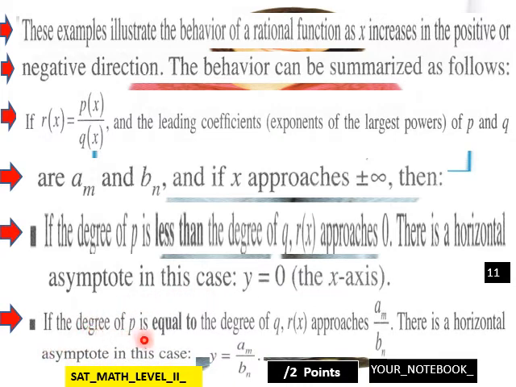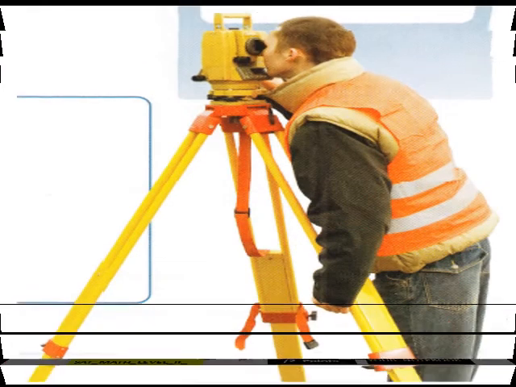If the degree of p is equal to the degree of q, r of x approaches am over bn. There is a horizontal asymptote, in this case, of y equals am over bn. So we have two different conditions here, depending upon the degree of p and q.